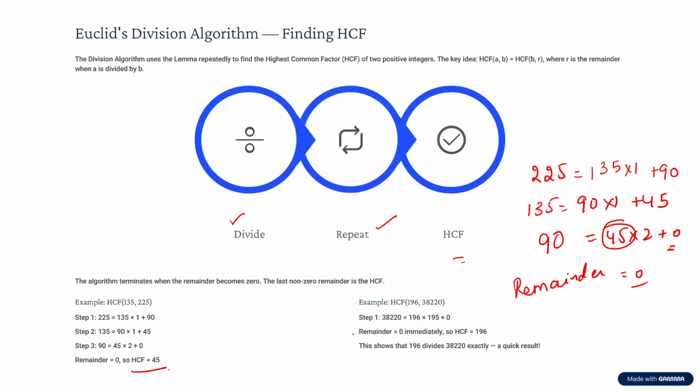Okay, so if you get 0 in the first step itself, you can immediately stop. Look at this another example, 38220. When you are dividing it with 196 times 195 and you get 0 here, right? So here this shows that 196 divides 38,220 exactly. It's a quick result.